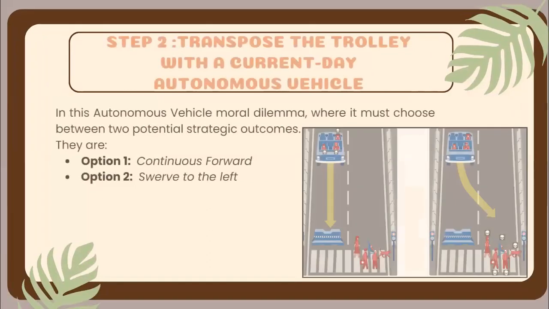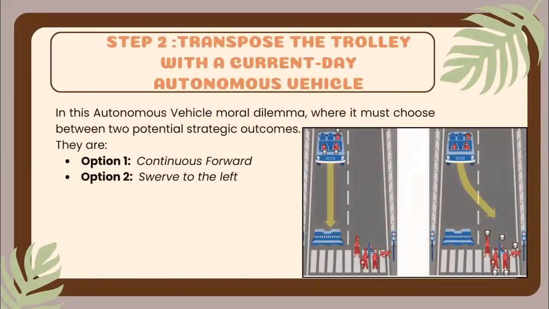Step 2. Transfer the trolley problem to a current day autonomous vehicle. In this step, a current day autonomous vehicle faces a moral dilemma where it must choose between two potentially tragic outcomes. The first option is to continue forward. If the autonomous vehicle continues forward and crashes into the barrier, it will result in the deaths of 3 people in the vehicle. The second option is to swerve to the left. If the autonomous vehicle swerves to the left, it will avoid the barrier but collide with the pedestrians and a dog on the crossing road, which leads to the death or harm of the pedestrians and the dog.